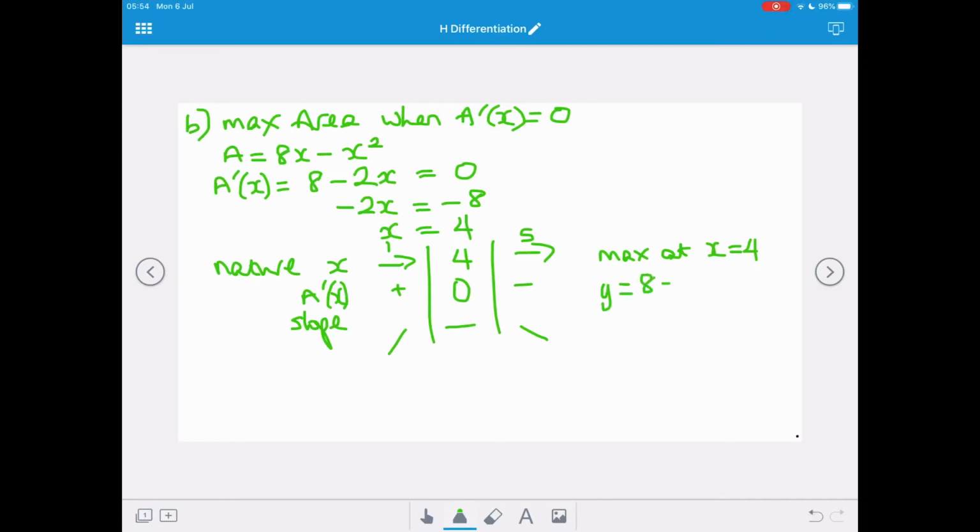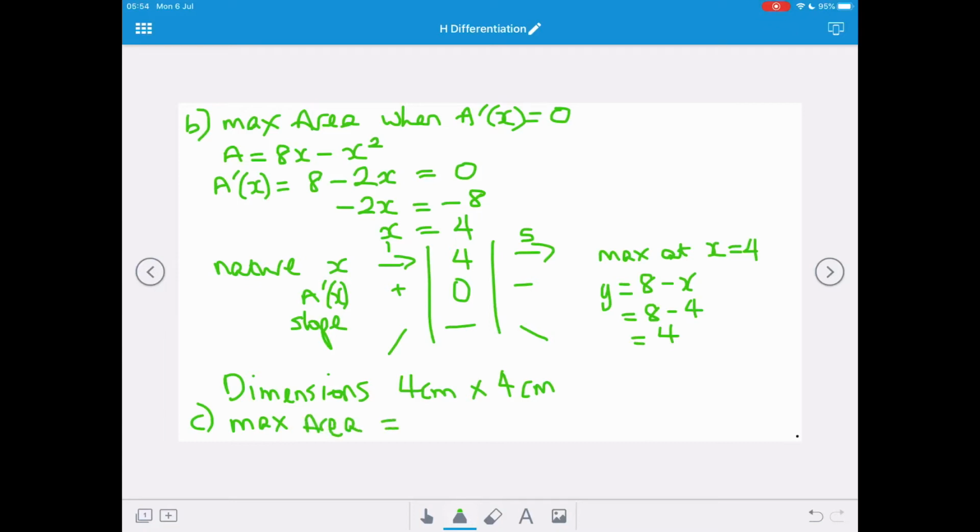And y is going to equal 8 minus x, and so 8 minus 4 gives us a y value of 4 centimetres. So the dimensions, because that's what we're being asked for in part B, of the front face of the carriage clock are 4 centimetres by 4 centimetres. And part C asked us to work out what that maximum area is. All we need to do is multiply our maximum dimensions together. So the maximum area is going to be 4 times 4, giving us a value of 16 square centimetres.